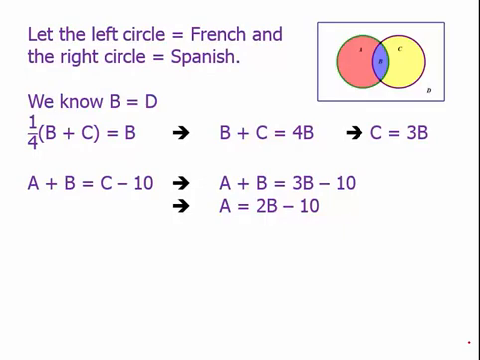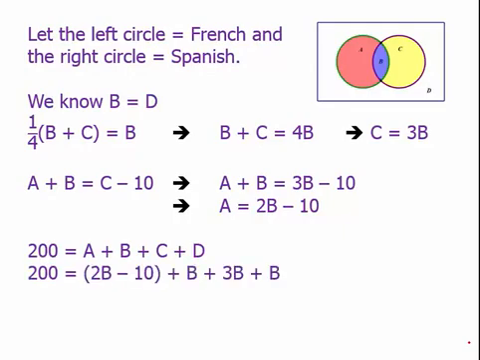This is important because we know A plus B plus C plus D equals 200. And we can substitute those other letters for expressions involving B. And so we'll just add 10 to both sides. So we'll get 210 on the left. And then we get 2B plus B plus 3B plus B. That adds up to 7B. So 7B equals 210. Divide by 7. We get B equals 30. So now we have the value of B.